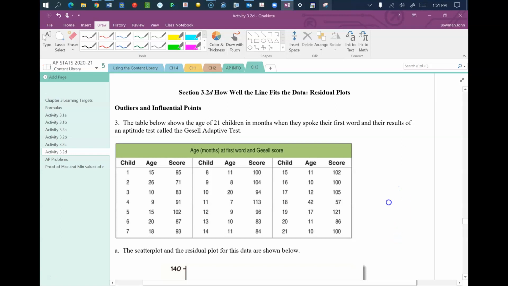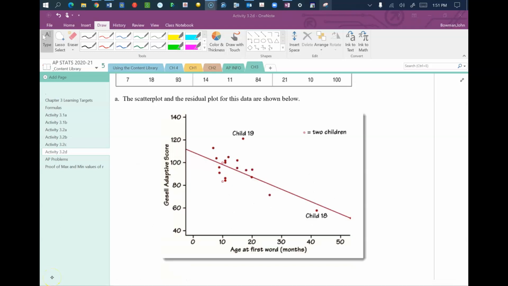So in this case, we are going to look at the age at first word in months as the explanatory variable and the Gesell adaptive score is the response variable. And what you can see for the most part is that there's a relatively strong negative linear association. In other words, the older the child was when they spoke their first word, the lower their score was on this aptitude test. Now there's two children that I want to focus on in particular, child 19 and child 18.